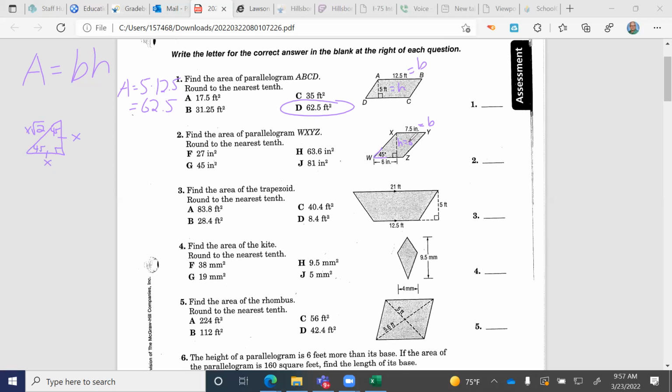We don't actually have a lot of work to do there. Maybe you can accidentally plug this in the equation correctly because those two pieces were the same length. So we have area equals base times height. So 7.5 times 6.